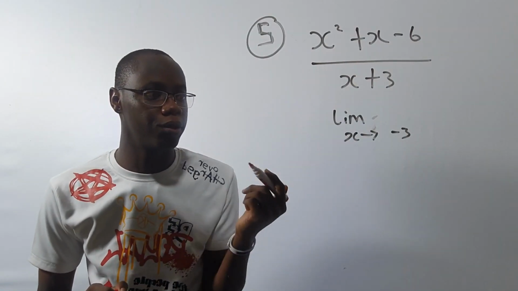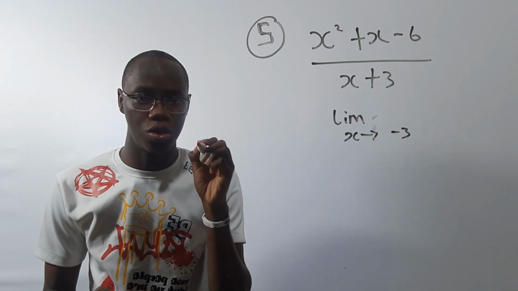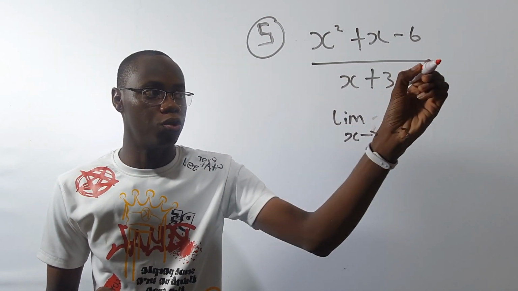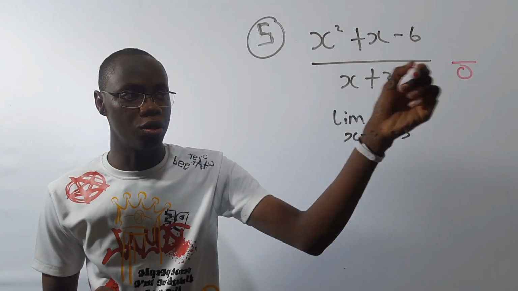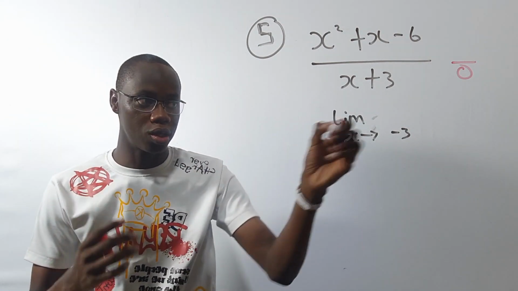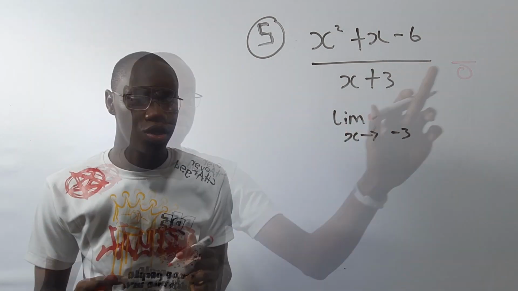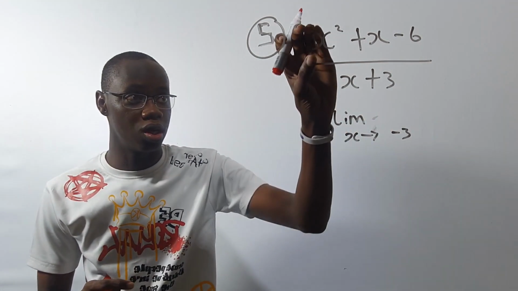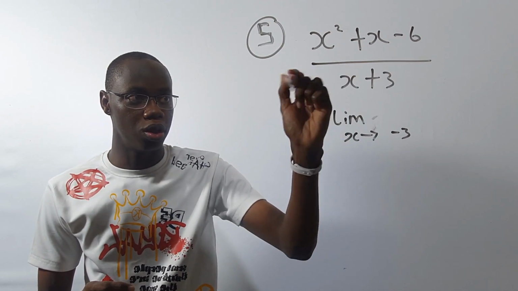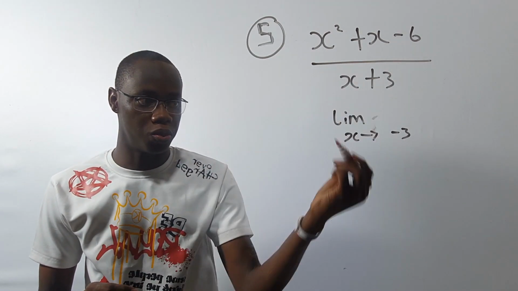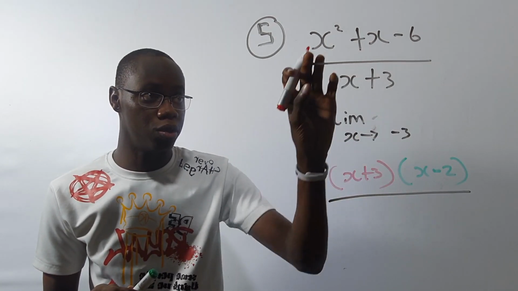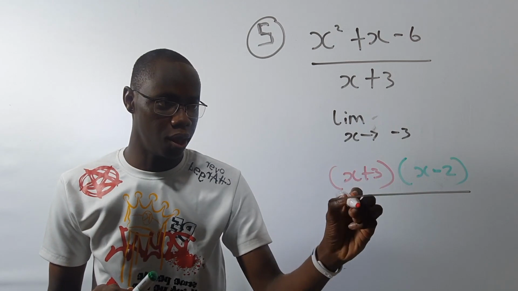Look at this one now. If we use the first method, direct substitution, the denominator is going to be 0, which is undefined, indeterminate, and it does not exist. So we can't go through that method, that would be wrong. Instead of directly substituting, let us find the quadratic expressions for this one. If we do that, we get (x + 3)(x - 3).